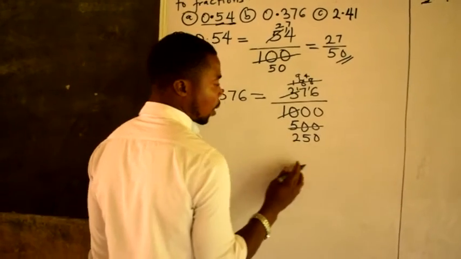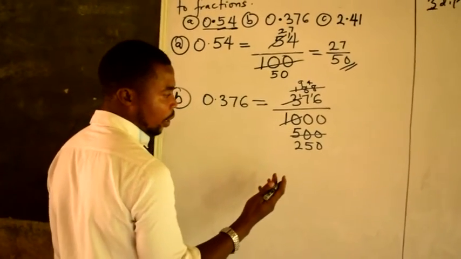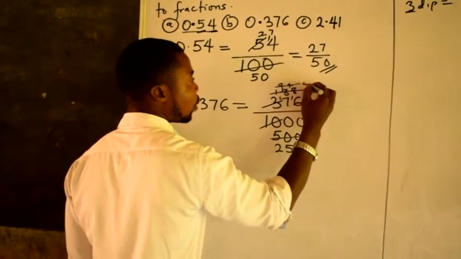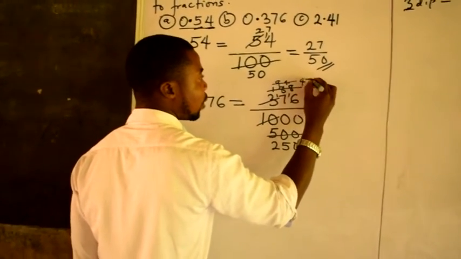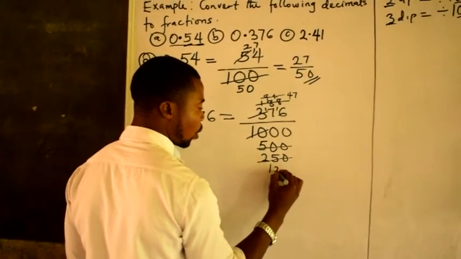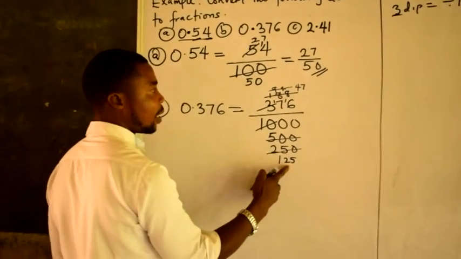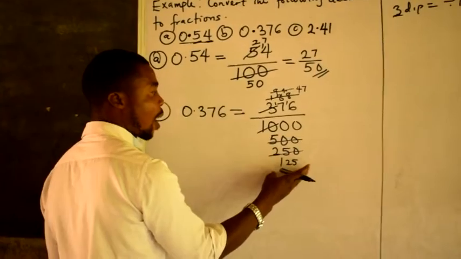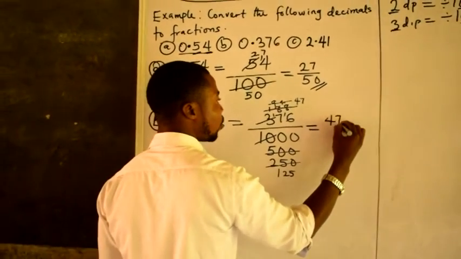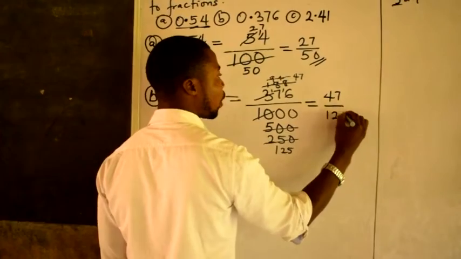Can 2 go again? Yes. 2 in 94, 47, and 2 in 250, 125. So that is how far we can cut it down, which is 47 over 125.